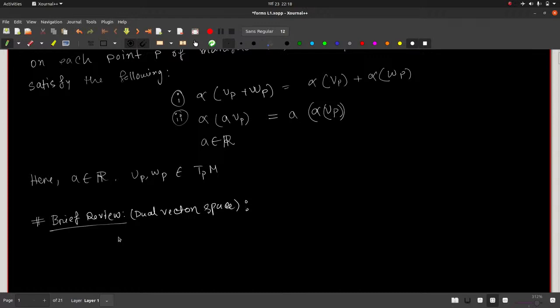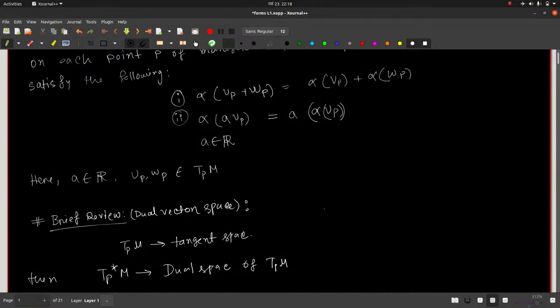That means, let's say you have a tangent space denoted by this. This is our tangent space. Then T star P of M is the dual space of TP M. A very simple, heuristic example will be something like this. Let's say you have a vector v1, written as the column vector 1 2 3. So this thing belongs to TP of M. What is v superscript 1? That belongs to TP star of M.